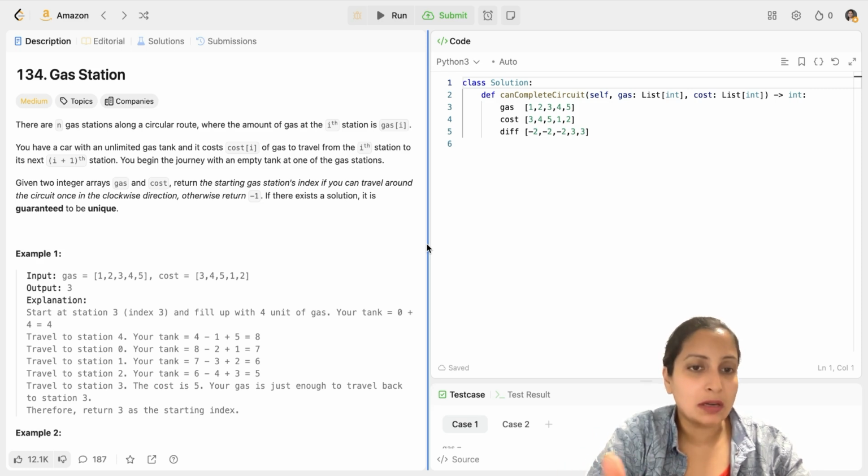Otherwise, if you have not solved it and you're looking at it for the first time, you would get a solution which is not that optimum, which is O of n square time complexity. And I will explain to you why. So what does this question say first?